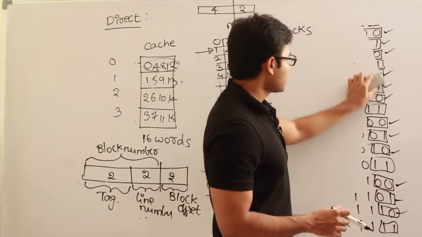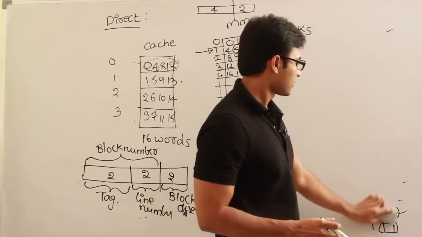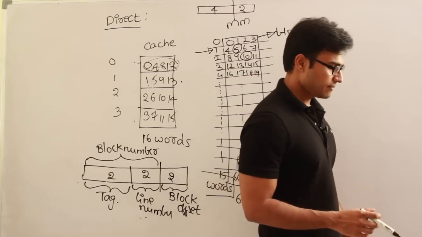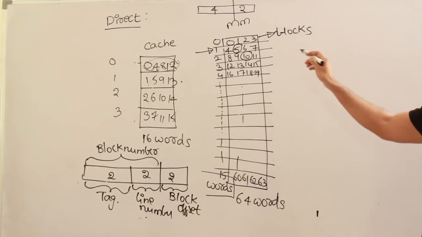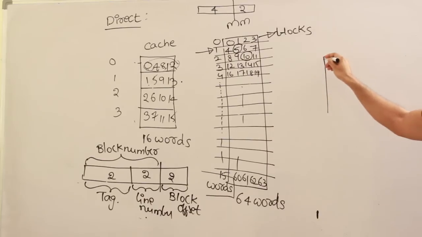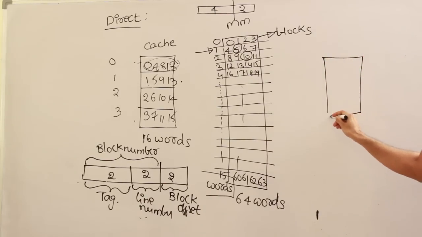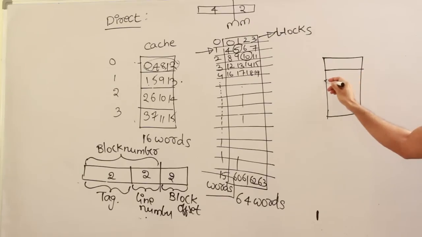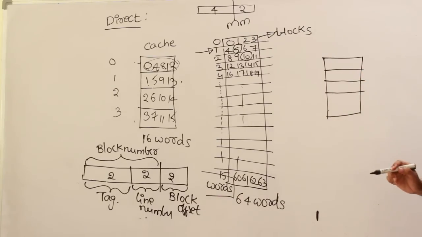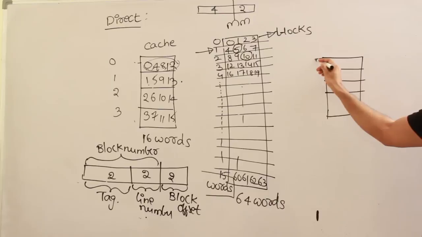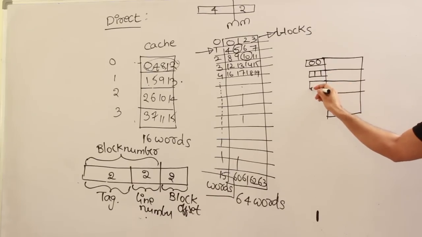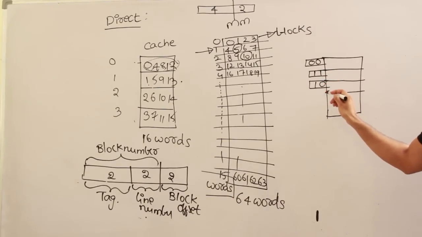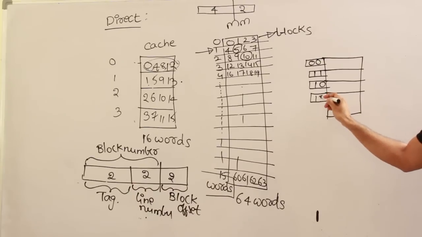Now assume that at some point in time, the cache, I'm just writing that cache. I told you that the cache contains 4 lines: 1, 2, 3, 4, 4 lines are there. This tag is saying that it is 00, this tag is saying that it is 11, this tag is saying that it is 10, and this tag, let us say, is again saying it is 11, right?